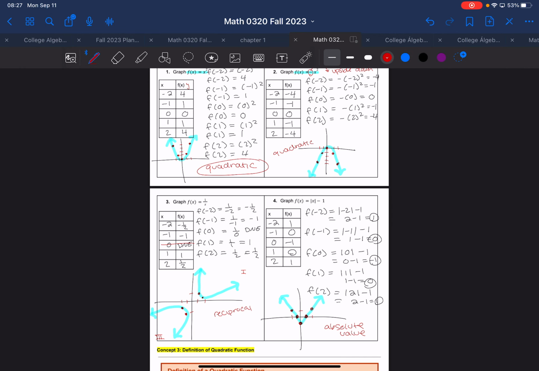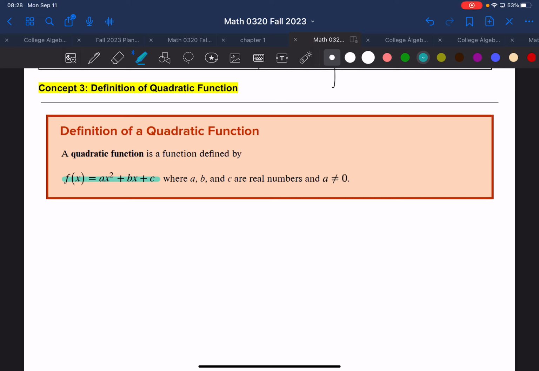Concept 3 is the definition of a quadratic function. A quadratic function is defined by, this is what's important here, f of x is equal to ax squared plus bx plus c, where a, b, and c are all real numbers and a cannot be 0. Why do you think this information is important here? A cannot be 0.